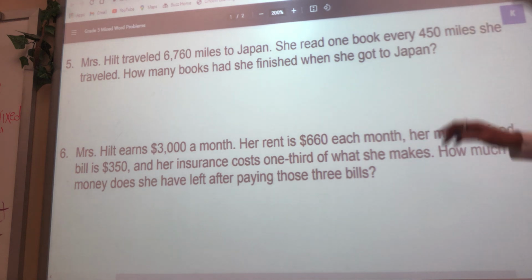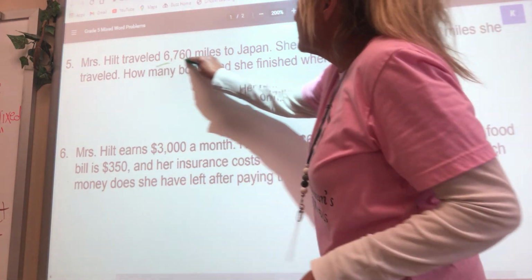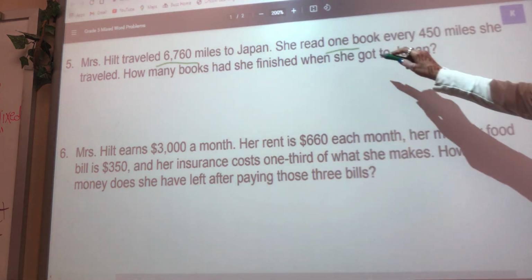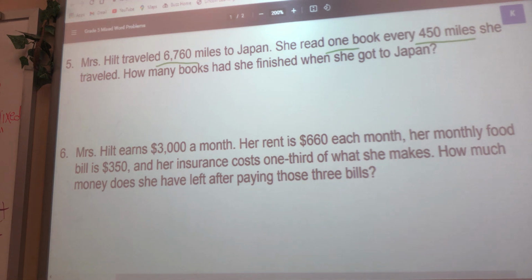Okay. Miss Hilt traveled 6,760 miles to Japan. She read one book every 450 miles she traveled. How many books had she finished when she got to Japan?